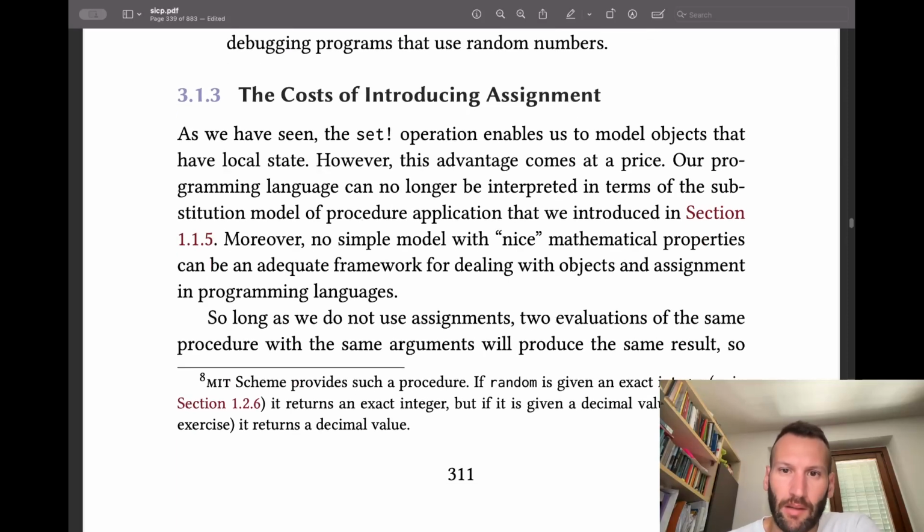However, this advantage comes at a price. Our programming language can no longer be interpreted in terms of the substitution model of procedure application that we introduced in section 1.1.5. Moreover, no simple model with nice mathematical properties can be an adequate framework for dealing with objects and assignment in programming languages.